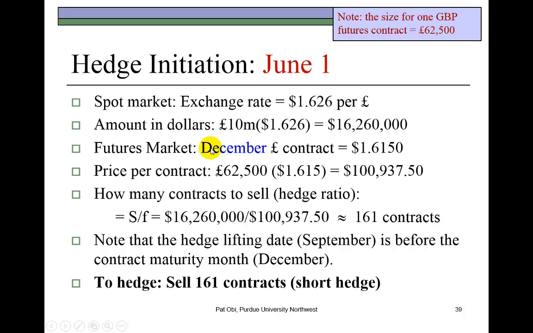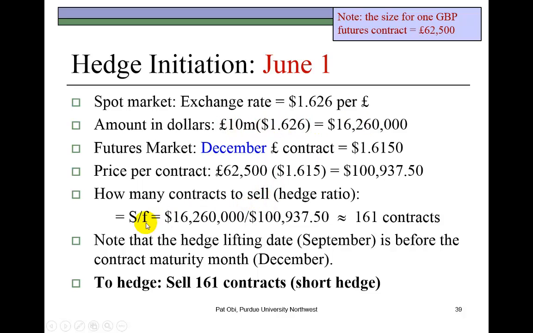So you're going to use the December futures contract, which right now, let's assume it's selling for $1.615 per pound. And given that the size per contract is 62,500, the contract size, which is a product of these two numbers, is 100,937.5. So now the question is, how many contracts should you sell so as to hedge your position?